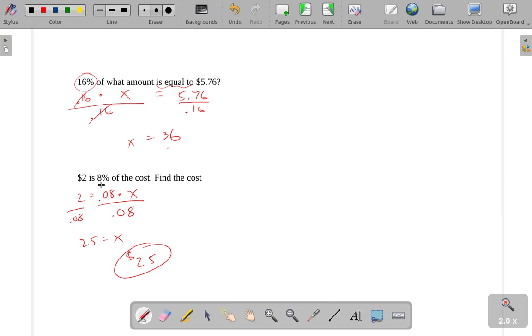And figuring out, okay, again, some sort of intuition here. We're talking about something that's just under 10% of the cost, because I'm describing 8% of the cost. Well, 10% of $25 would be $2.50. 8% of it would be a little bit less than that, and $2 sounds reasonable to me.